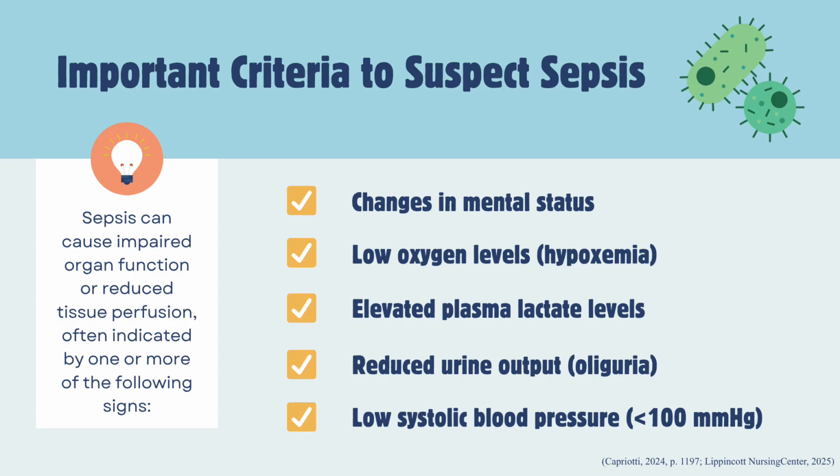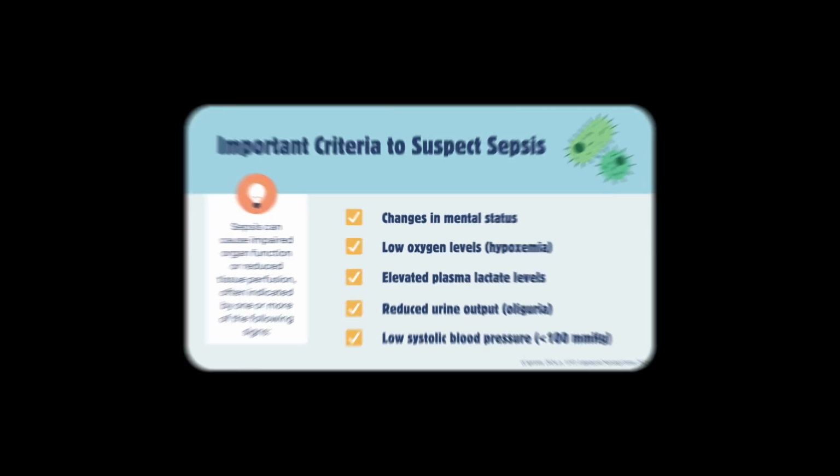Sepsis can also present with signs of impaired organ function or reduced tissue perfusion. This may include a low systolic blood pressure, typically less than 100 millimeters of mercury, or decreased urine output, known as oliguria, which reflects declining kidney perfusion and function.